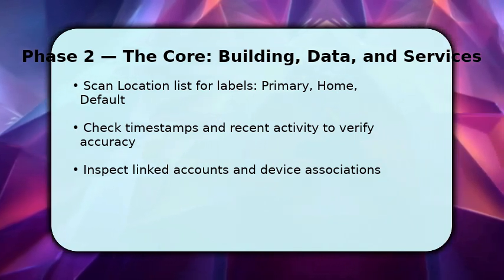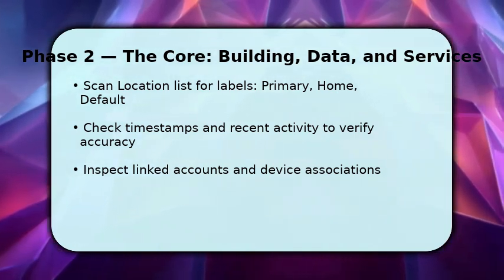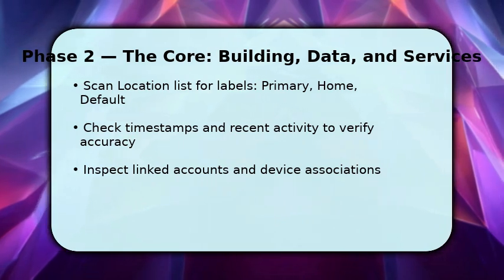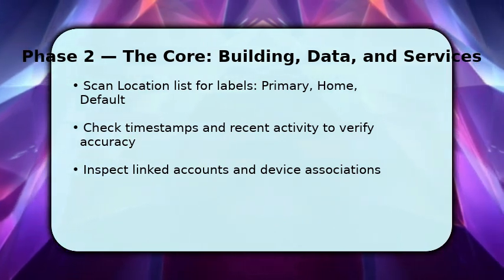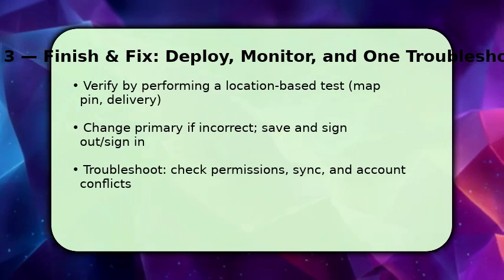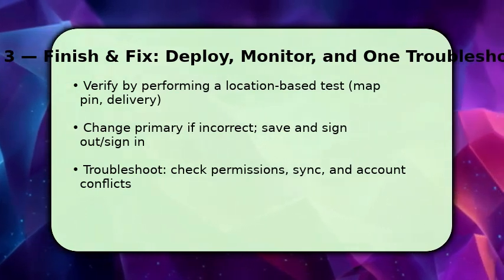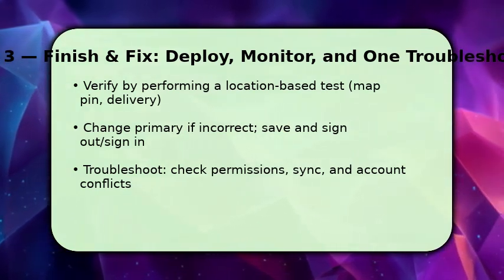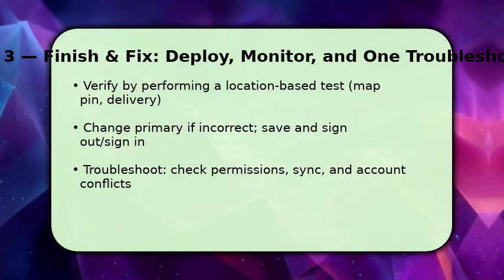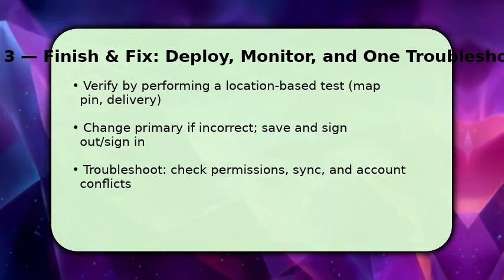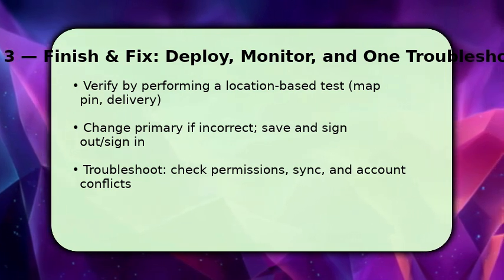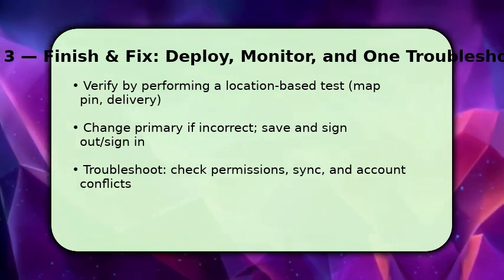If multiple candidates exist, prioritize the one used for billing, deliveries, or security recovery to pick the true primary. To finish, confirm the primary location by performing a quick location-based test. Drop a map pin, simulate a delivery address, or view billing location. If it's wrong, change the primary setting, save, and then sign out and back in to force sync.